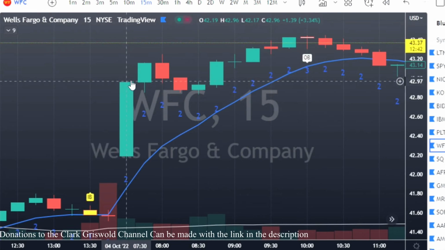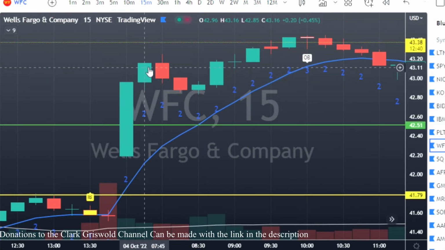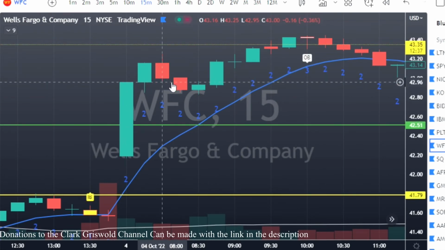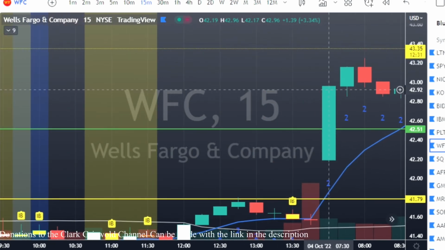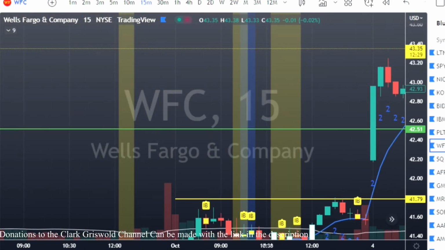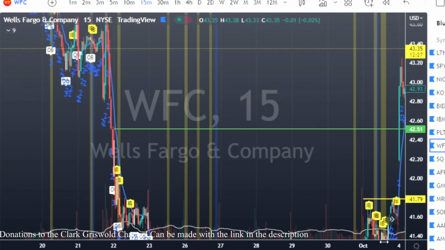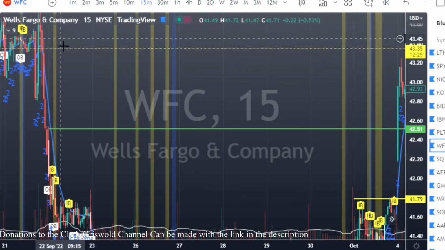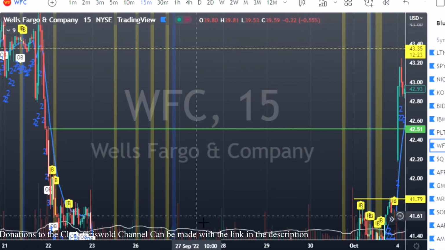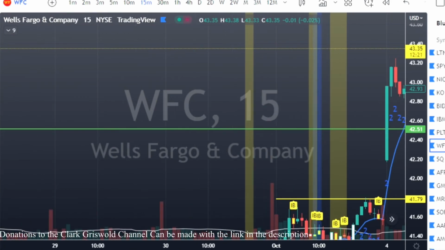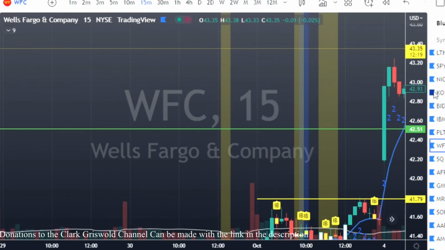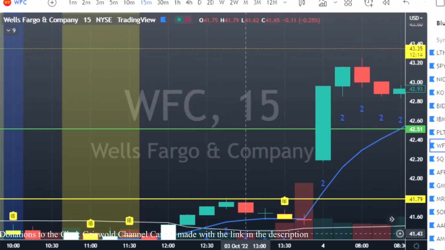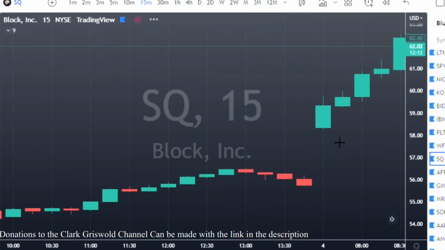WFC, same thing. We take the trigger, we come up, and at worst case, we're out at break even. We had to go back to find targets, and the closest target was way up there. So we wouldn't have hit a target. Call it a loss on WFC. But that's 1, 2, 3, 4, 5. We're 5 of 6. Then we move into Square.